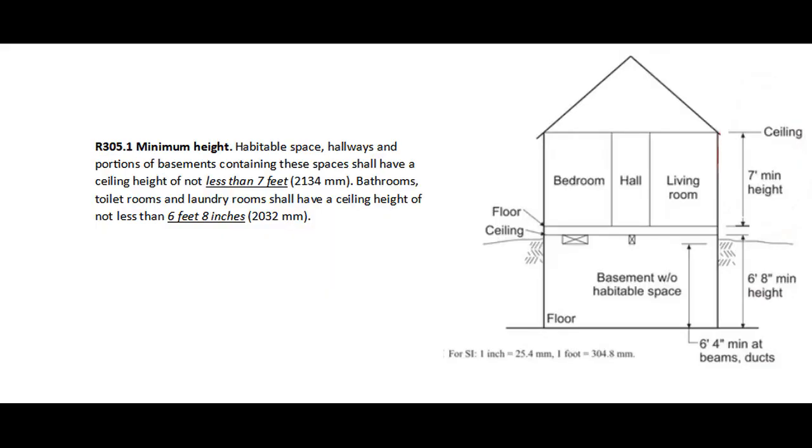R305.1 Minimum height. Habitable space, hallways, and portions of basements containing these spaces shall have a ceiling height of not less than 7 feet. Bathrooms, toilet rooms, and laundry rooms shall have a ceiling height of not less than 6 feet 8 inches.